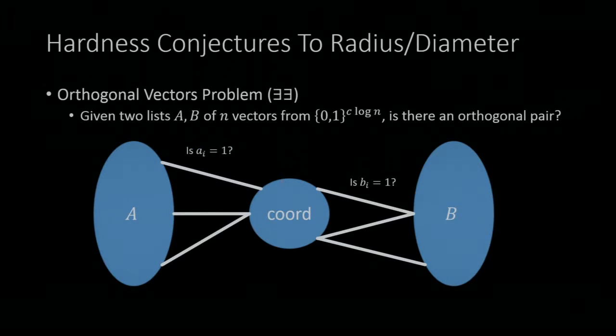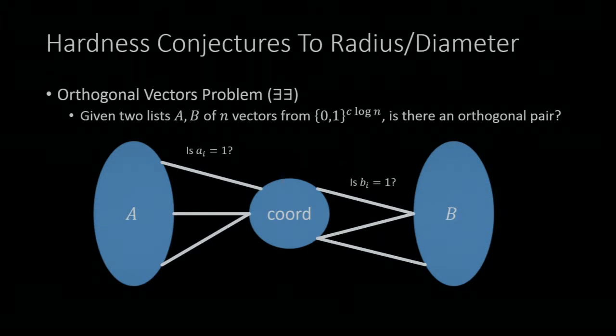So how do we get from these hardness conjectures to lower bounds for radius and diameter? For this slide, I'll show you how you can reduce the orthogonal vectors problem to a diameter-ish looking graph. So I've written the problem up there again, but the key idea is we'll make a set of nodes on the left corresponding to list A. Each node on the left will represent one of the vectors from list A. And we'll do the same thing for list B on the right-hand side of this graph. And then finally, the center of the graph will have one node for each one of the c log n coordinates. And then we simply hook up two nodes if the vector has this coordinate on. So if it's on, we'll draw an edge.